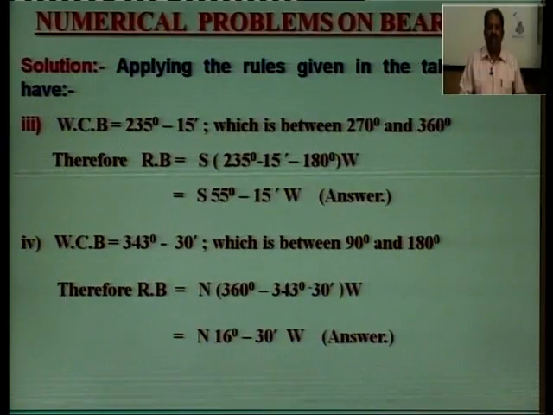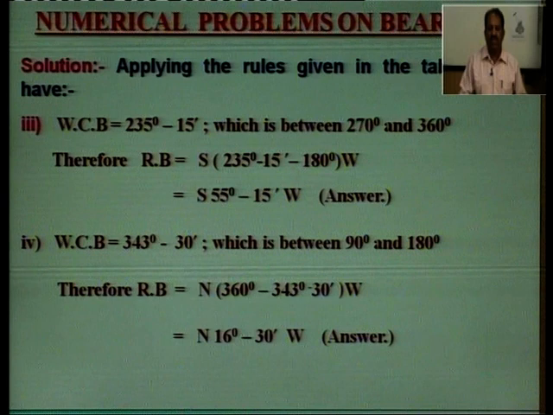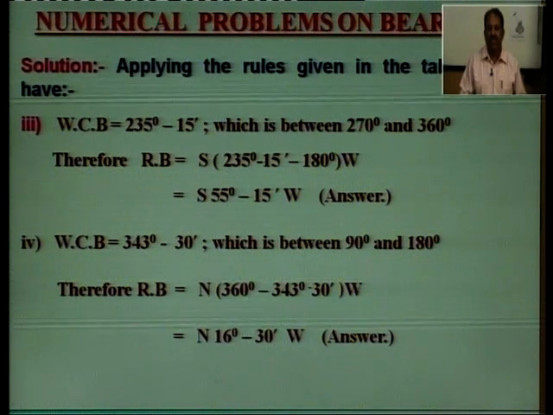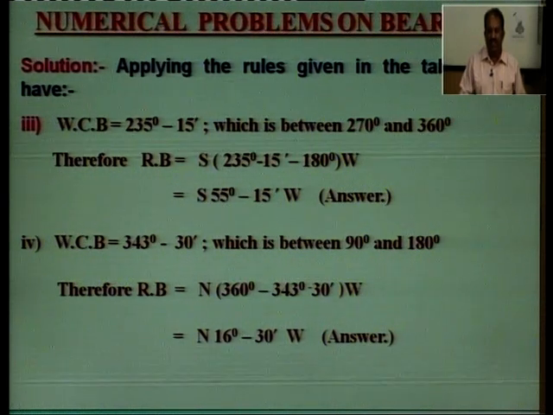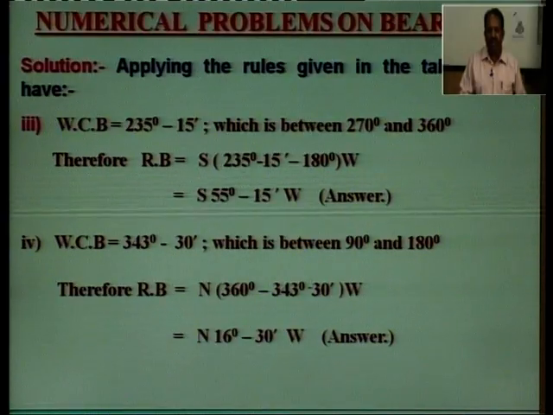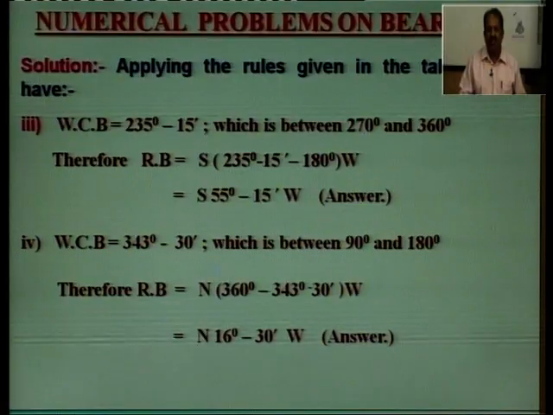Similarly, applying the rules given in Table 1, the whole circle bearing is 235 degrees 15 minutes, which is between 180 degrees and 270 degrees. So, the reduced bearing will be calculated by deducting 180 degrees, which is south 55 degrees 15 minutes west. Similarly, in the fourth case, it is north 16 degrees 30 minutes west.